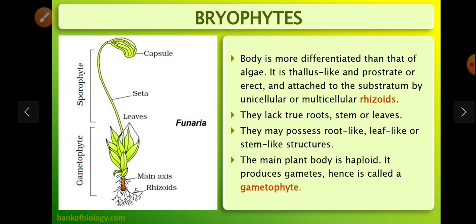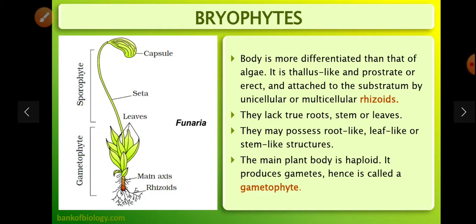Body is more differentiated than that of algae. It is thallus-like and prostrate or erect, and attached to the substratum by unicellular or multicellular rhizoids. They lack true root, stem and leaves, which means their body is not divided into root, stem and leaf. They may possess root-like, leaf-like or stem-like structures, which means they possess structures like root, leaf and stem, but only similar in form.